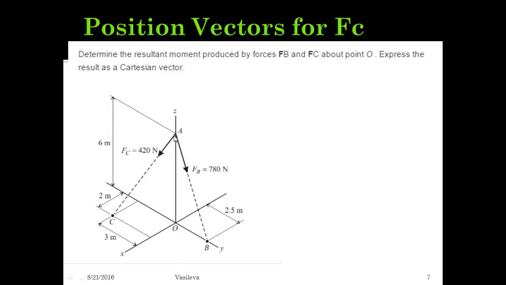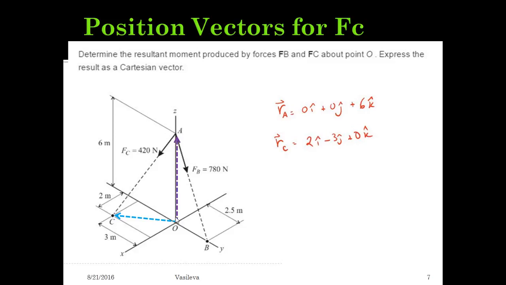So first of all, I want to start off with FC. I want to find the position vector of FC. So FC is pointing from A to C. That means we need to find the position vector from the origin to A, from the origin to C, in order to find this position vector from A to C.